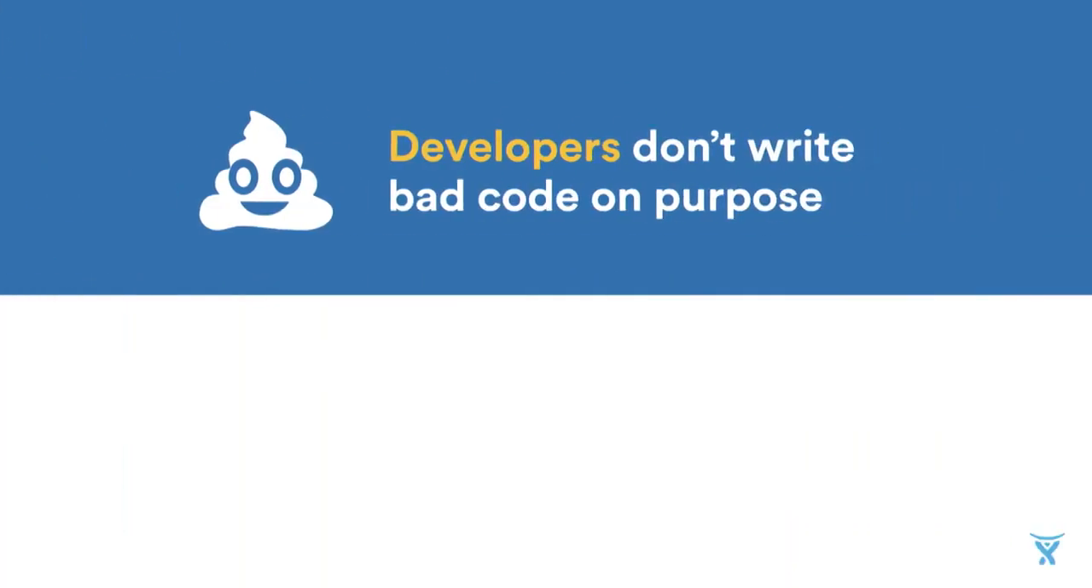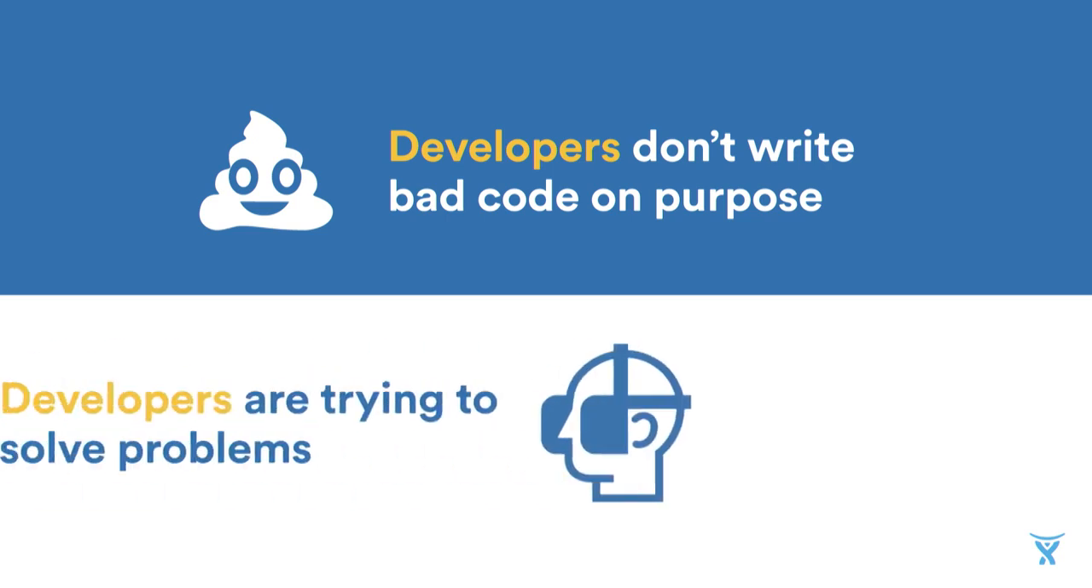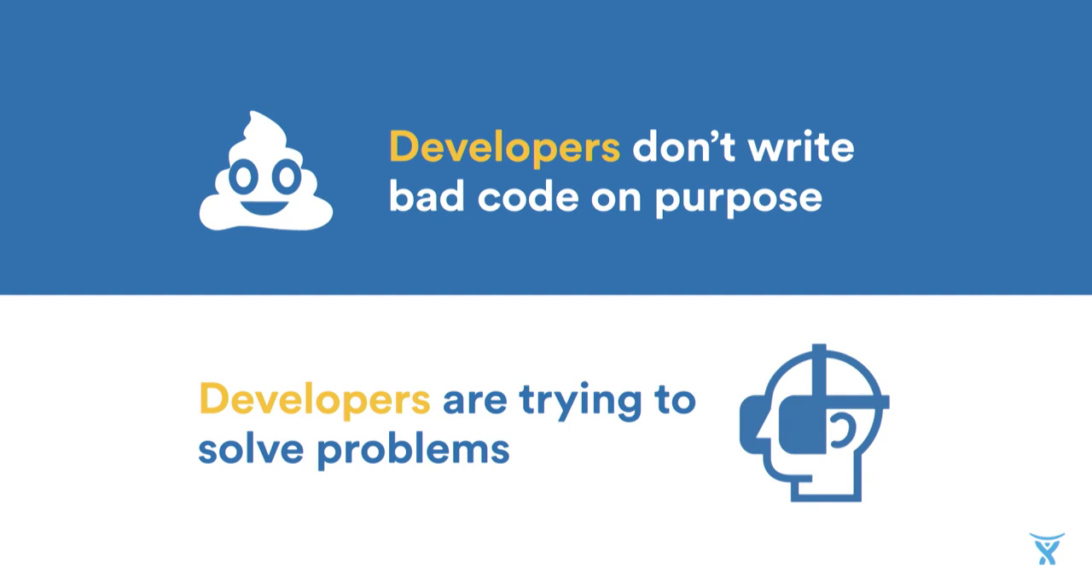But developers, they don't write bad code on purpose. We're not just saying, hey, let's mess this awesome class up. We're not doing that. So why is it happening? I think it's happening because developers are trying to solve problems. So they look at their problem, integrate the functionality into your class, and then they move on and say, OK, everything is working.